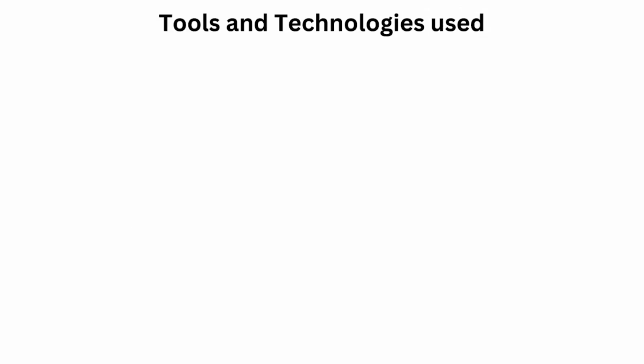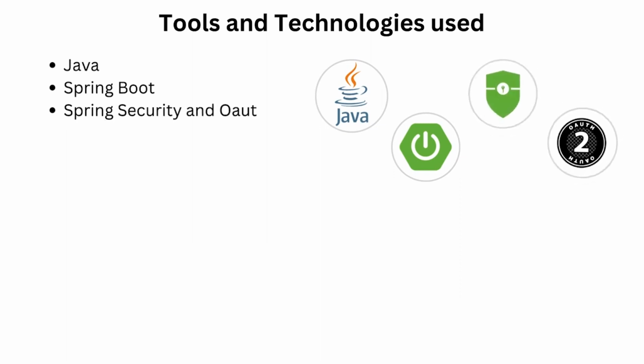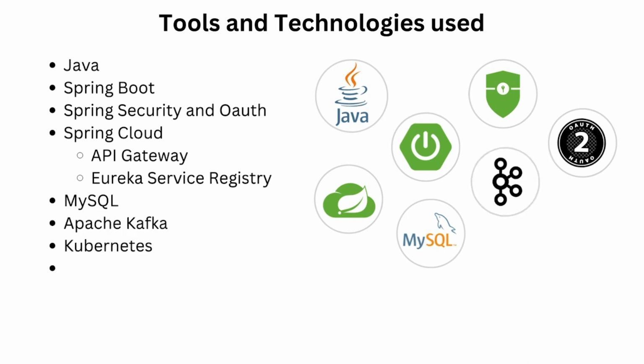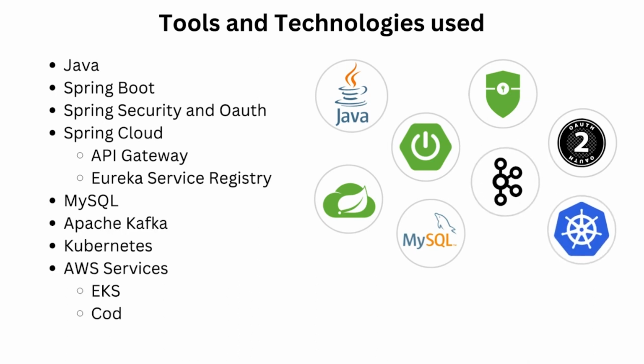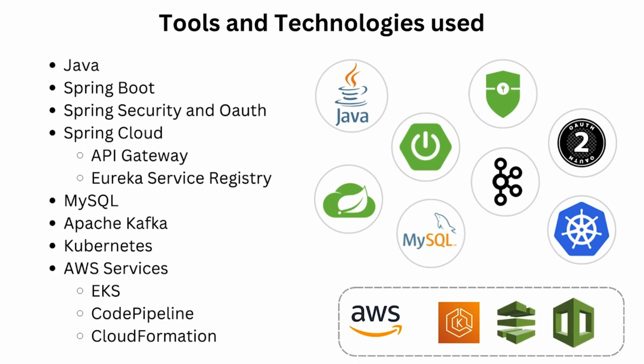Let us look into the tools and technologies used. Built on Java. Using Spring Boot. Secured with Spring Security and OAuth. Spring Cloud, providing essential tools like API Gateway and Eureka Service Registry. MySQL for the database. Apache Kafka for event streaming. Kubernetes for container orchestration. Cloud services including AWS. EKS simplifies Kubernetes management in the AWS cloud. With AWS CodePipeline, we automate our deployment. AWS CloudFormation automates our infrastructure provisioning.